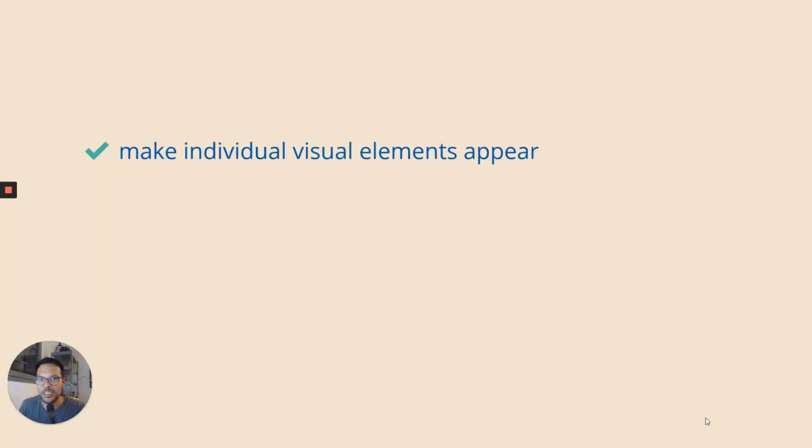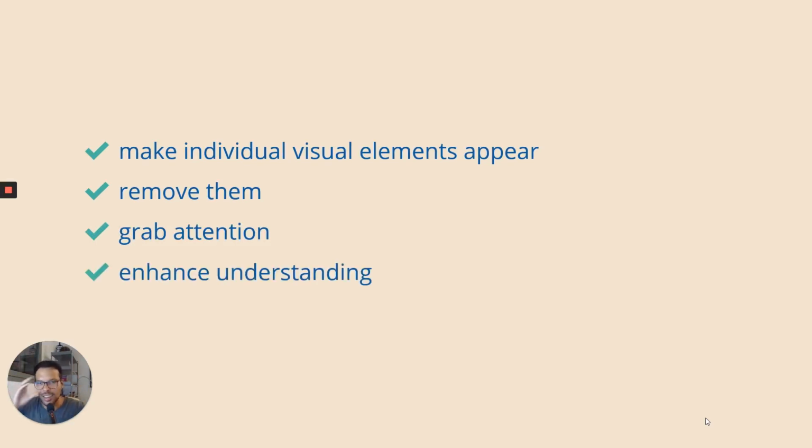One is to make individual visual elements appear only when you want your audience to see them. And number 2 would be removing them whenever they are no longer relevant to your message. Number 3 is when you want to direct your audience attention. And the number 4 and most important one, to enhance understanding about how a process works, for example, by showing how individual components dynamically interact. And I'll show you a couple of examples.